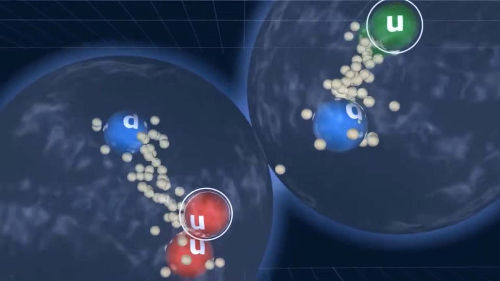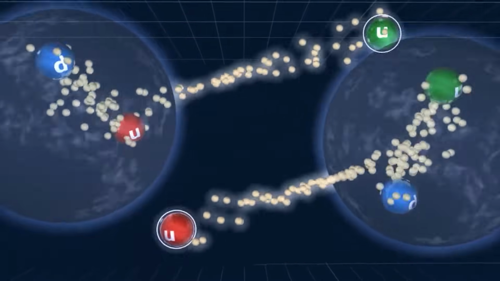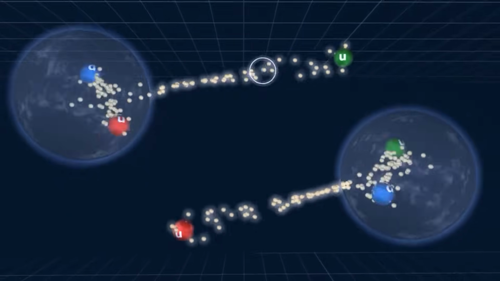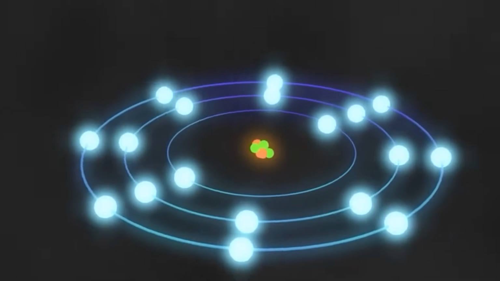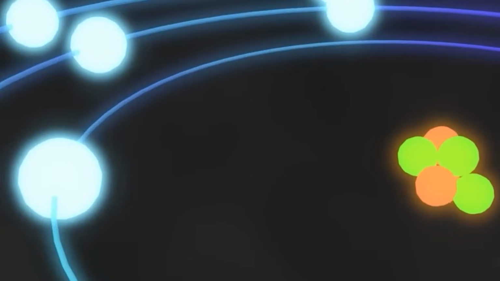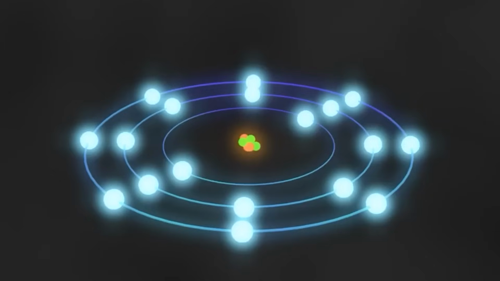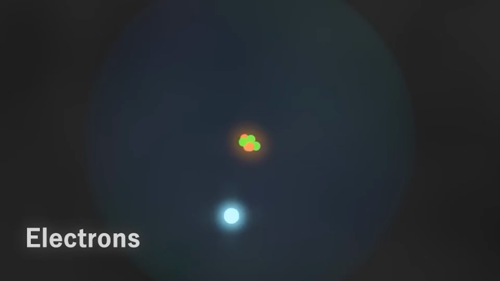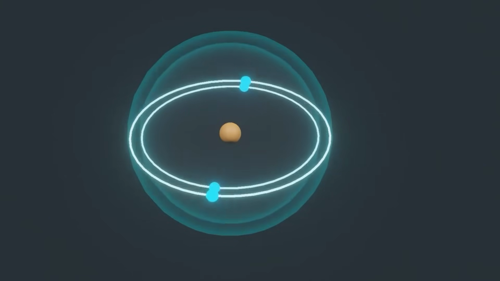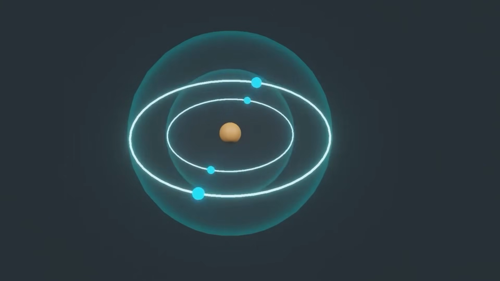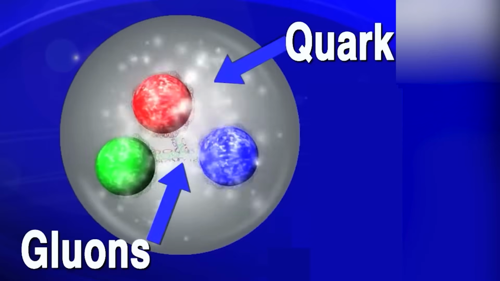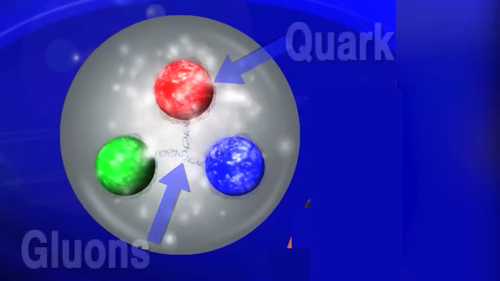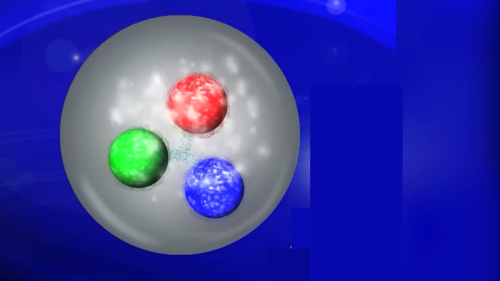One of the key goals of particle physics is to understand the fundamental particles that make up matter. For a long time, it was believed that atoms were the smallest units of matter. However, further research revealed that atoms are composed of protons, neutrons, and electrons. Protons and neutrons, in turn, are made up of even smaller particles called quarks, held together by particles known as gluons. Studying these particles requires sophisticated equipment and techniques.